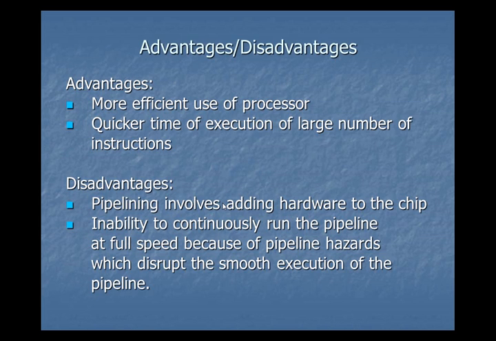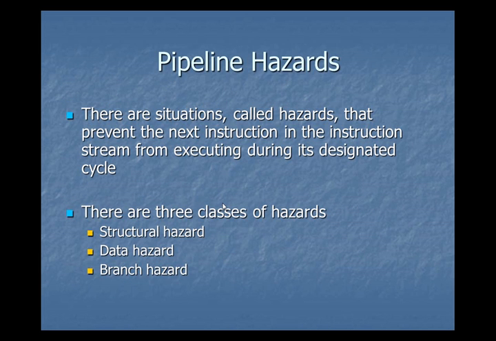Then we also studied the advantages and disadvantages of the pipeline. The main advantage of pipelining is that it allows efficient use of the processor, as more than one instruction is executing at the same time. The disadvantage is that a disturbing element, that is hazard, arises in pipelining, and it requires new or additional hardware for the pipeline.